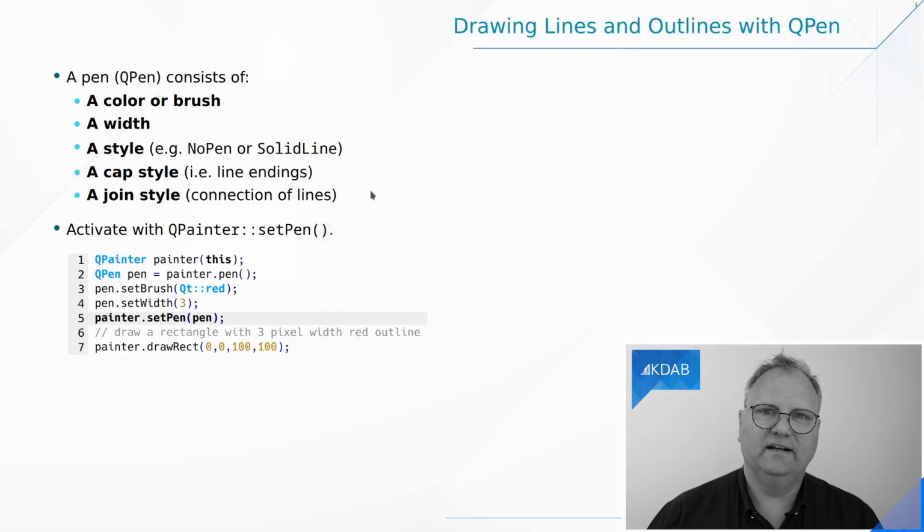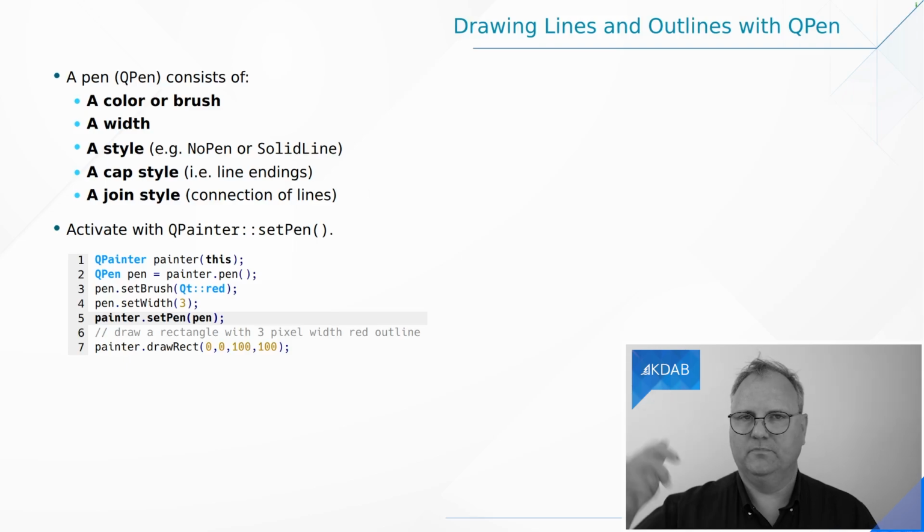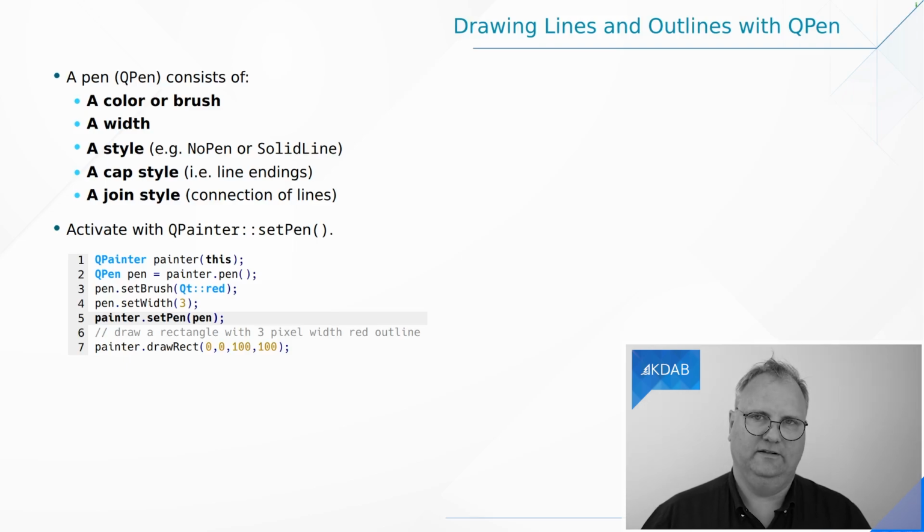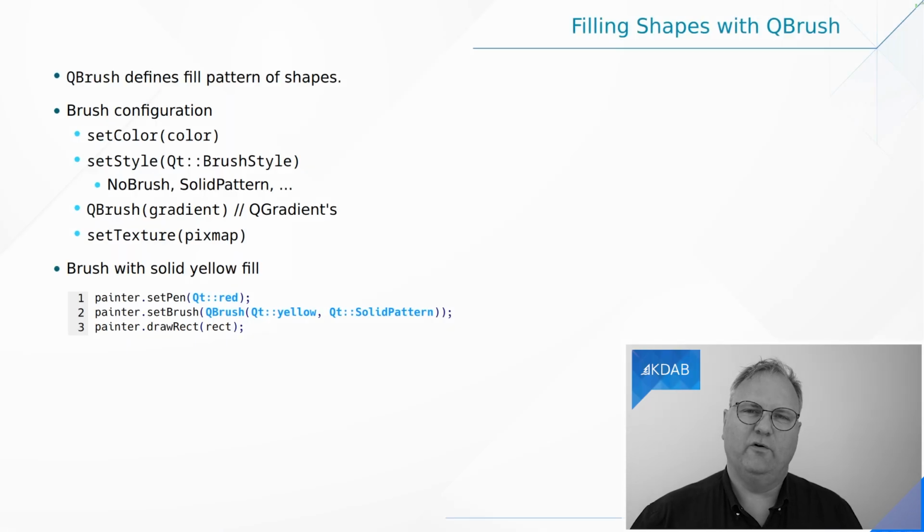And finally, a pen can have a join style. That's if you draw something that goes like this, then how the pen meets in these styles is the join style. These are nitty-gritty optimizations, but I'm sure that those out there that are more creative than I am will enjoy that you have those capabilities.